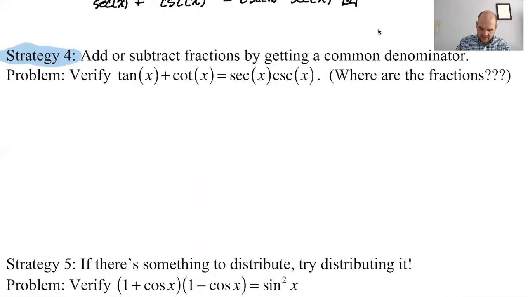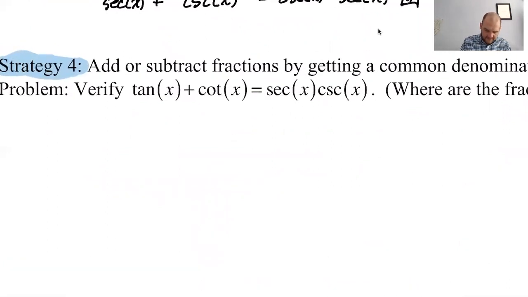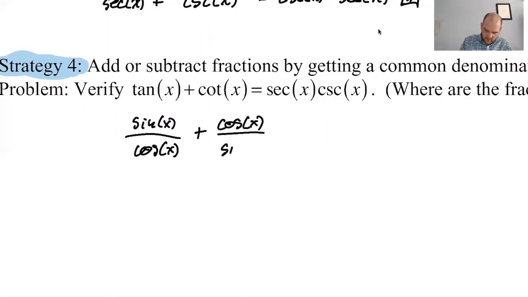So here the question is like, where are the fractions? Well, I know right away that tangent is sine over cosine. And I know that cotangent is cosine over sine. So I'm working on the left-hand side, and I'm not going to touch the right-hand side. So I'm just going to say equals. What does it equal? Secant times cosecant, but we'll get there.